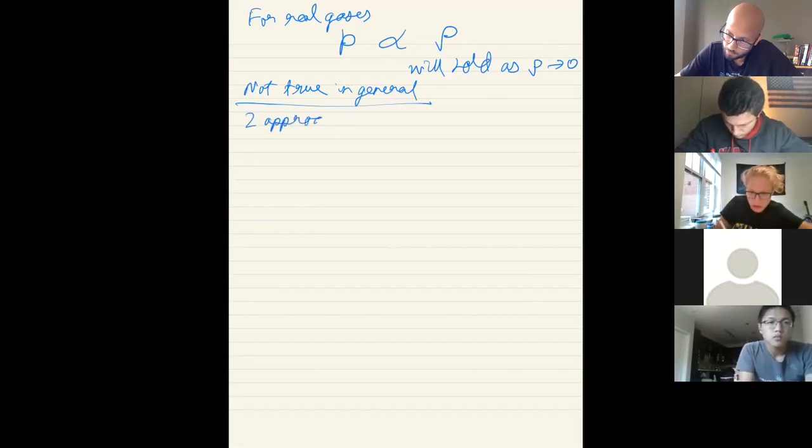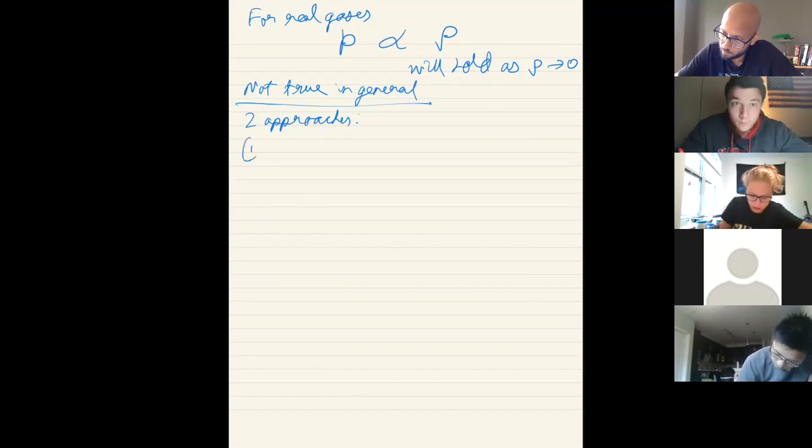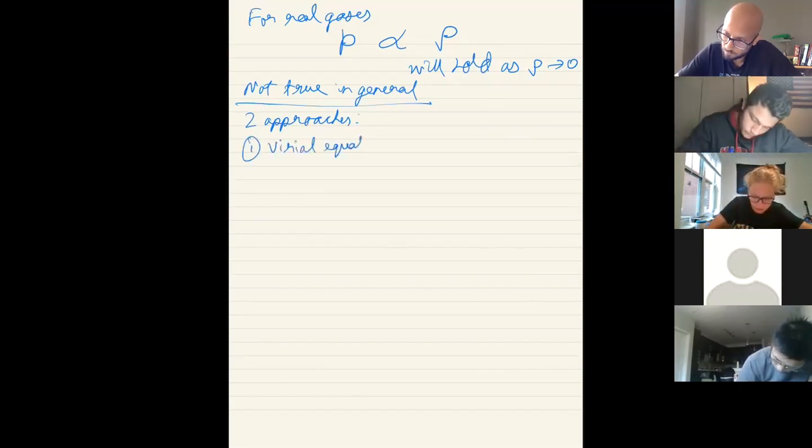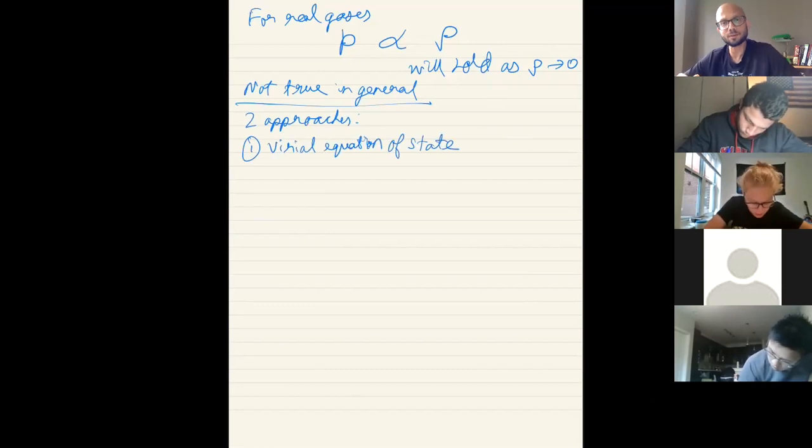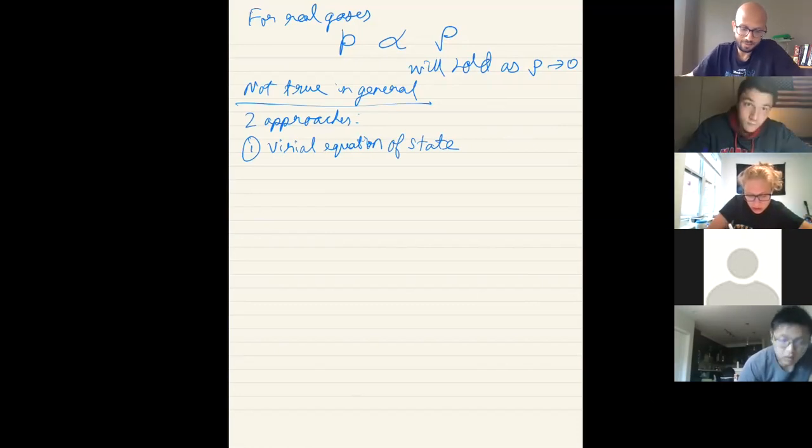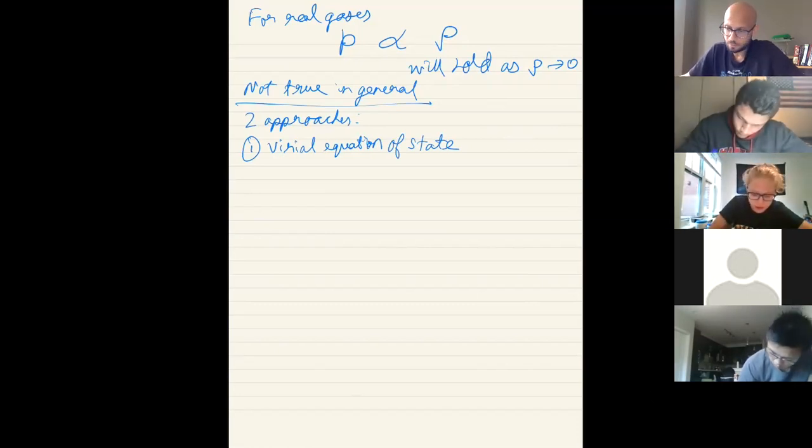The first one is called a virial equation of state. Like I mentioned, in graduate statistical mechanics this can be derived from first principles and it's a lot of fun, but I can't do it here. If you want, I can send you my notes. So how do we do this? The first one is the virial equation of state, and the second one is the van der Waals equation of state. Let's first talk about the virial equation of state.